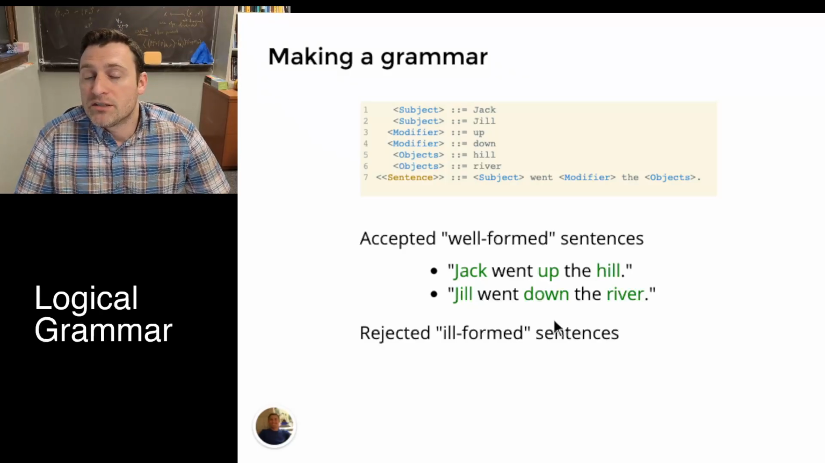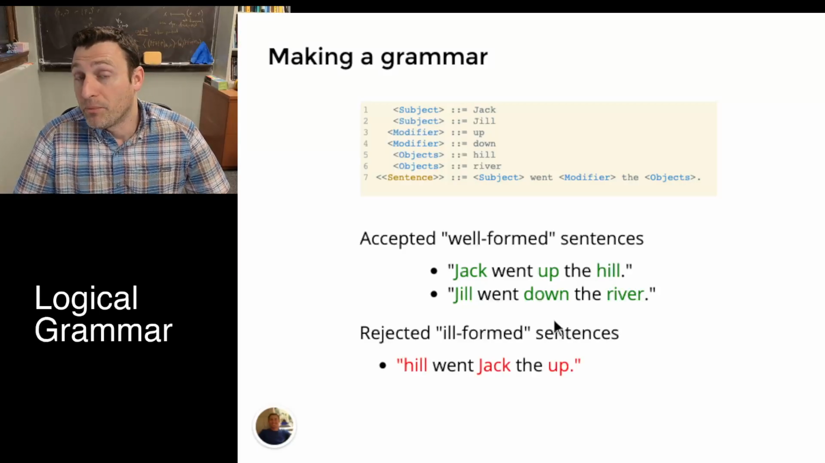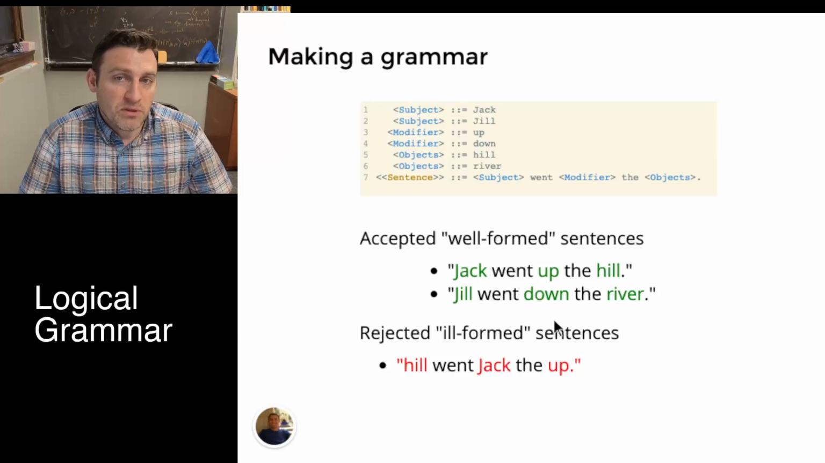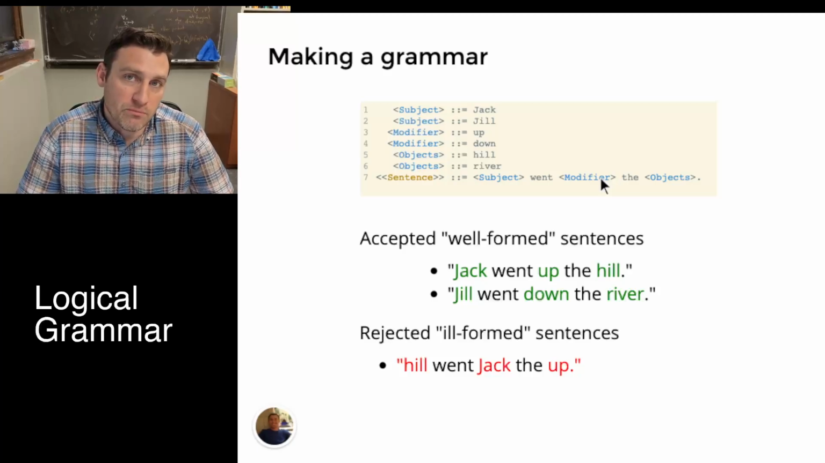There are sentences that we don't allow in grammars. For example, Hill went Jack the up. It doesn't even sound like a sentence, but that's not what counts here. What counts here is that our format required subject first, and that was only Jack and Jill. Hill is not one of those. And Jack is not a modifier, so it doesn't belong there.